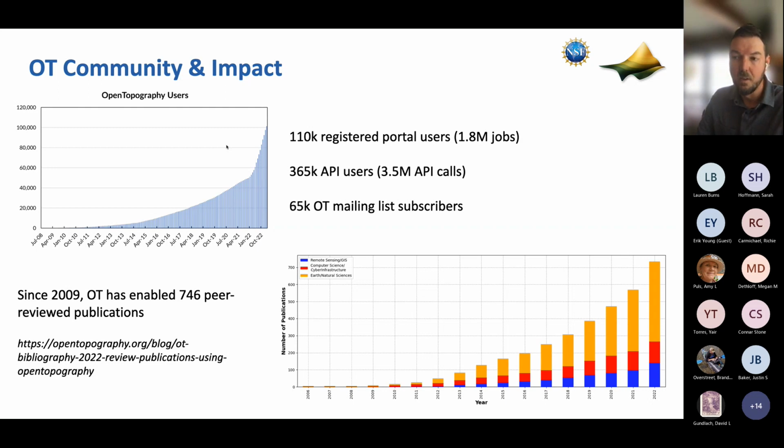and education. So we pay a lot of attention to publications, and so OpenTopo, as of the beginning of this year, enabled 746 different peer-reviewed publications. So this is places where people call out data they access through OpenTopography or data processing through OpenTopography. And this is one of the main motivators that keeps the National Science Foundation supporting what we do.